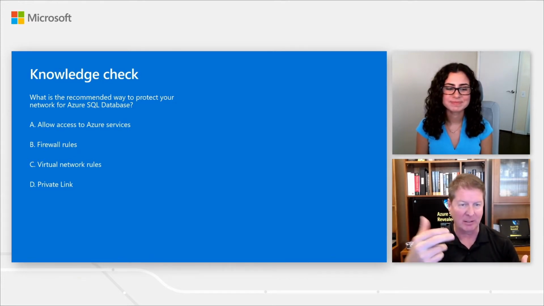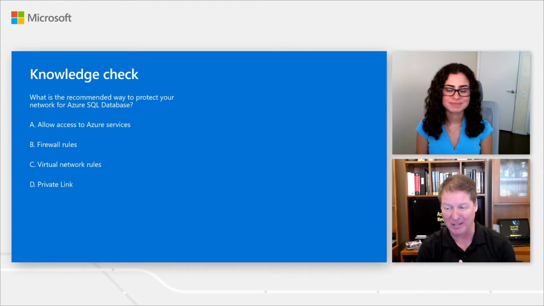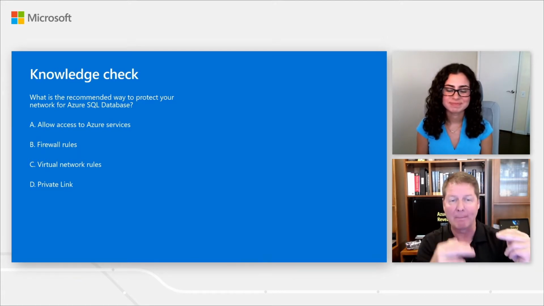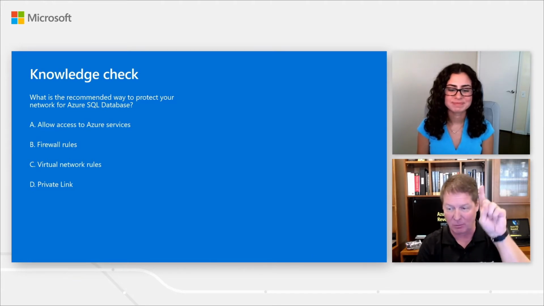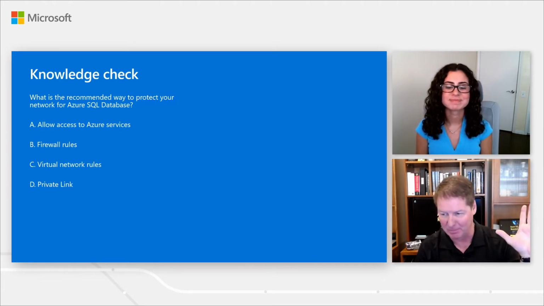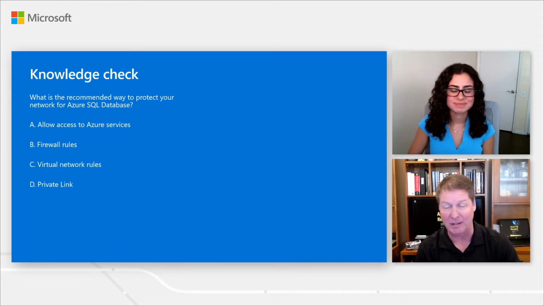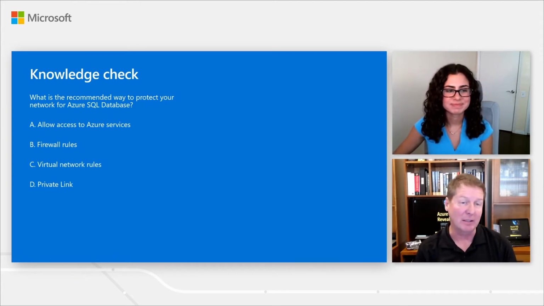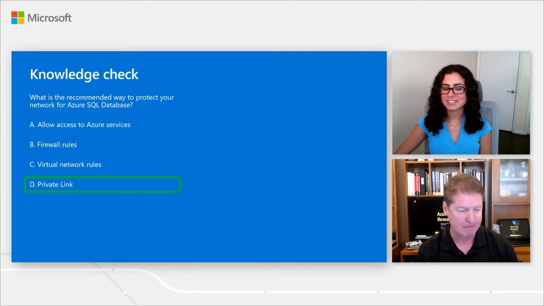But you talked about, even with those, a limitation where you still have something public on the internet for your server, even though you've got this protection. So either one of those is probably not the recommended way. And notice it says the recommended way, not a recommended way. And so private link to me has got to be the answer. And I think you emphasized, and we did in that summary, how private link is the recommended way, if possible, to protect your network. Yes, exactly.